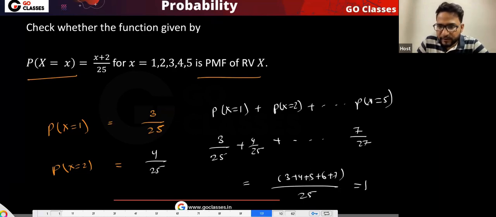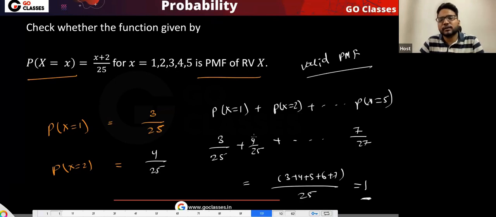6 plus 5 is 11, plus 4 is 15, plus 3 is 18, plus 7 is 25, right? So this is 25/25, which is 1. So that's why it is a valid PMF. How have we checked? We just summed all the values and then said okay, the summation is 1, then it is a valid PMF.